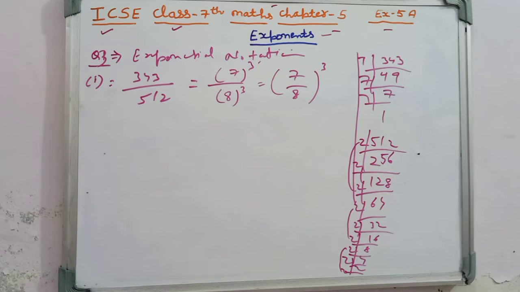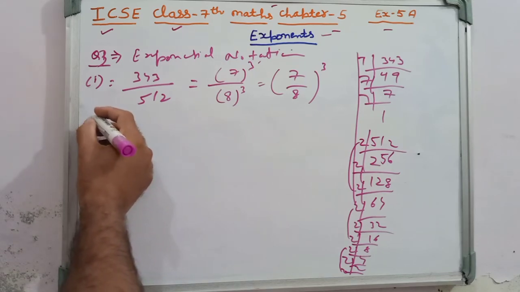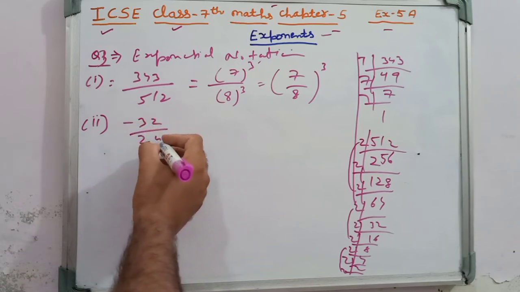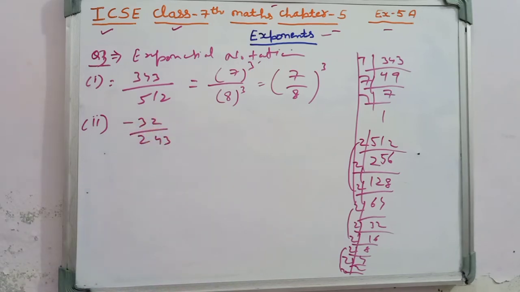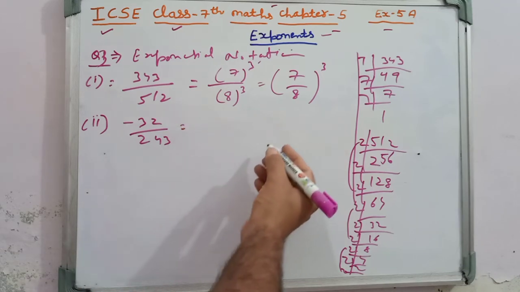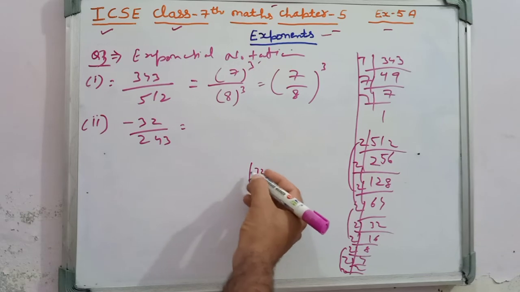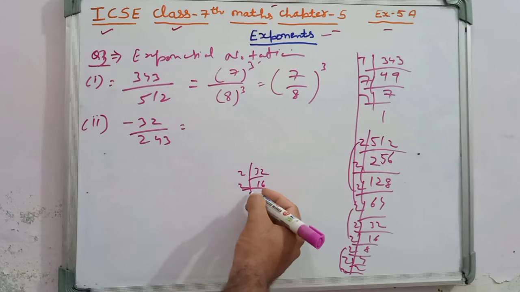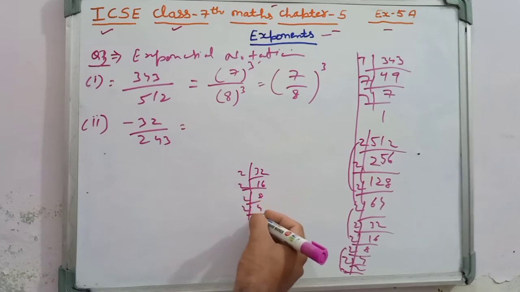No need to panic. Right, students? As you have done your basics, there is no need to panic. You can do it easily. Now, this is minus 32 upon 243. So we can make factors of 32 by 2: 2, 16, 2, 8, 2, 4, 2, 2.